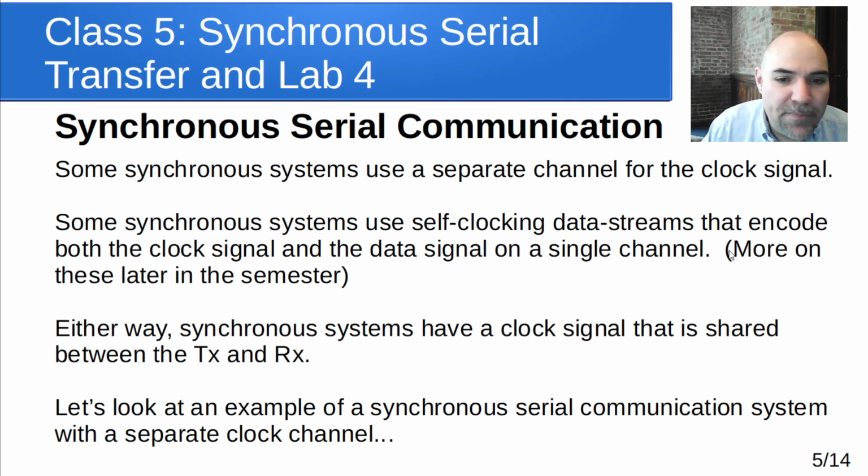But either way, synchronous systems have a clock signal that's shared between the transmitter and receiver. Whether it's encoded on the channel with the data or it has its own completely separate channel that's independent from the data, for it to be synchronous, they both have to have access to that same shared clock signal. All right, now let's look at an example of a system that uses a separate clock channel for right now.